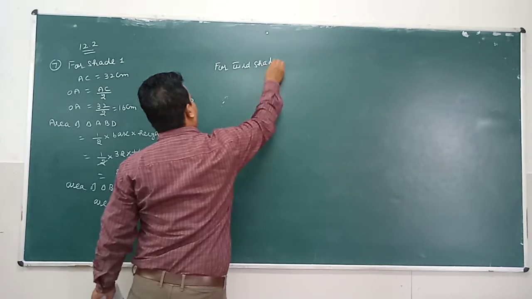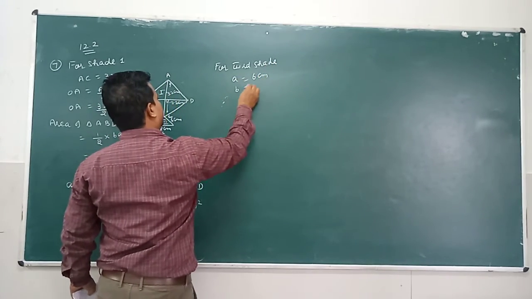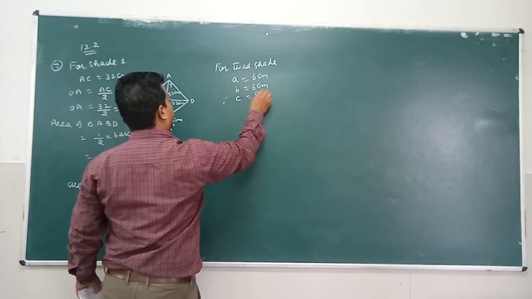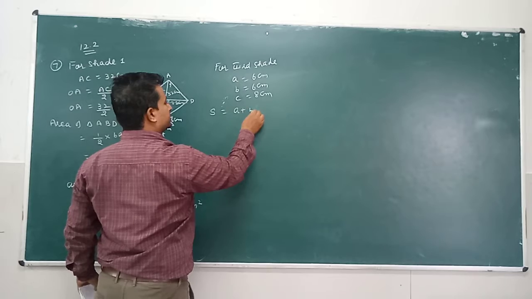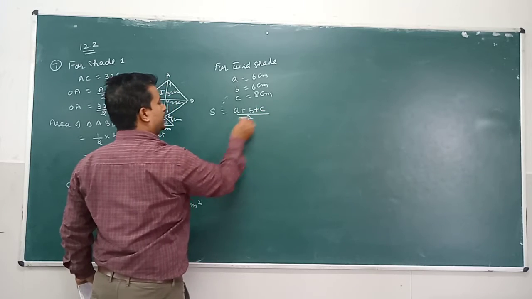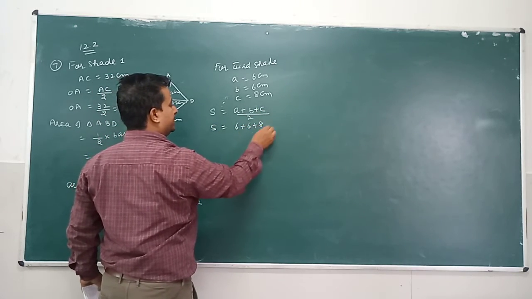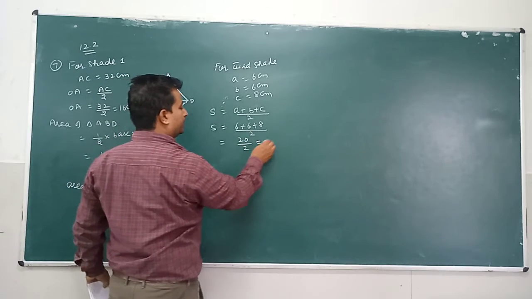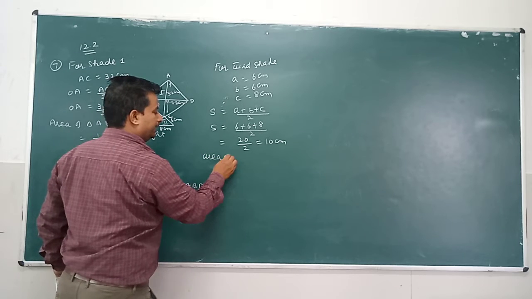For the third shade, one side is 6 centimeters, the second is also 6, and the third is 8. First we find S. S is a plus b plus c upon 2, the semi-perimeter. 6 plus 6 plus 8 is 20, and 20 upon 2 is 10. So S is 10.